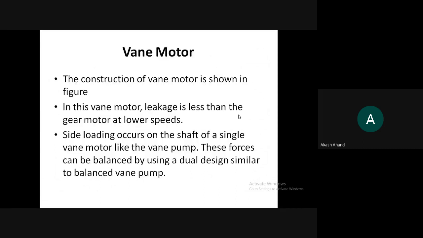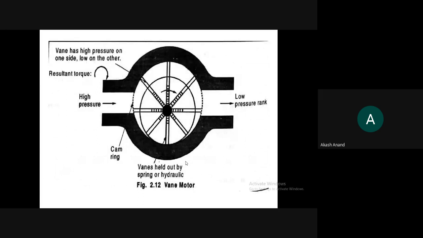Okay. So the construction of the vane motor is already shown there. In this vane motor, leakage is less than the gear motor at a lower speed. There will be leakage, but it is comparatively less. Side loading occurs on the shaft of a single vane motor, like the vane pump, and these forces can be balanced by using a dual design similar to a balanced vane pump. These are design aspects, and we should not be bothered about them, but we have to understand how the vane pump is working.